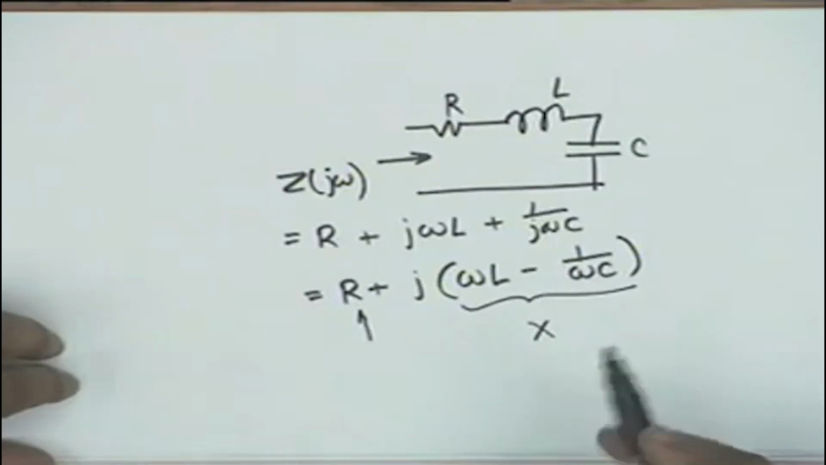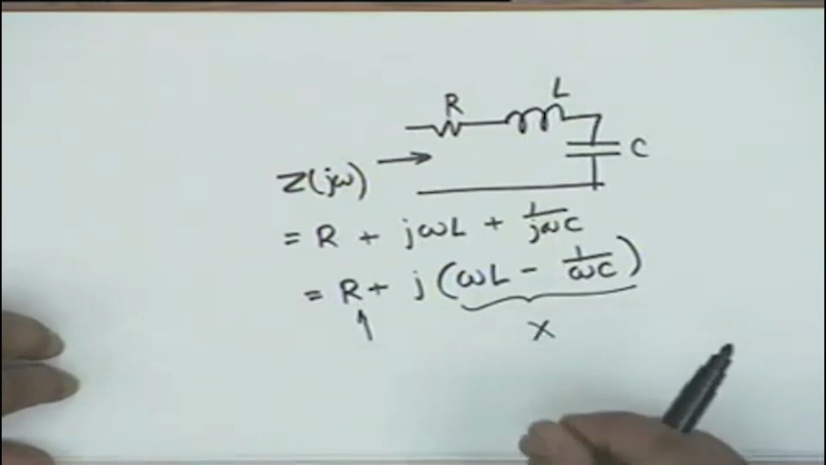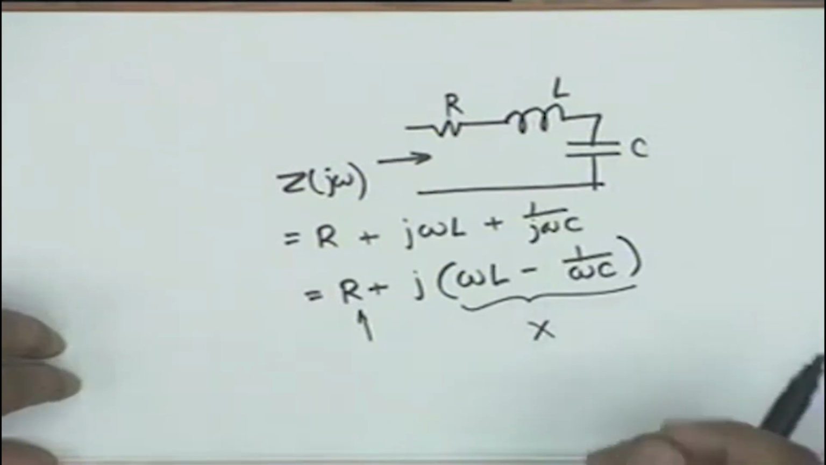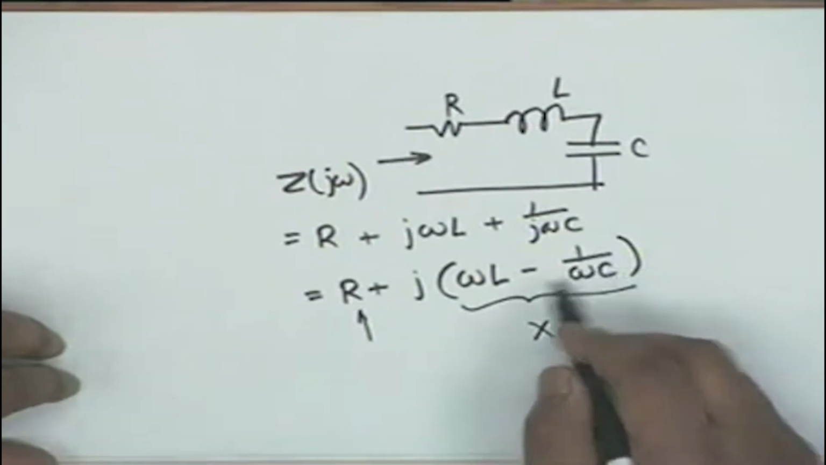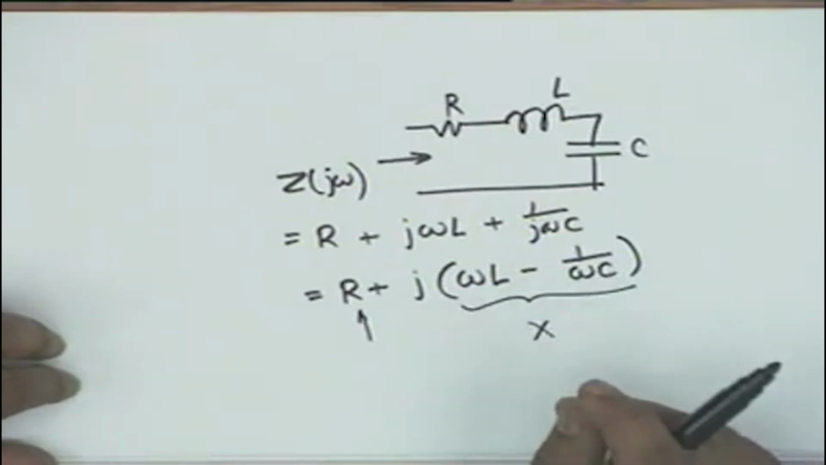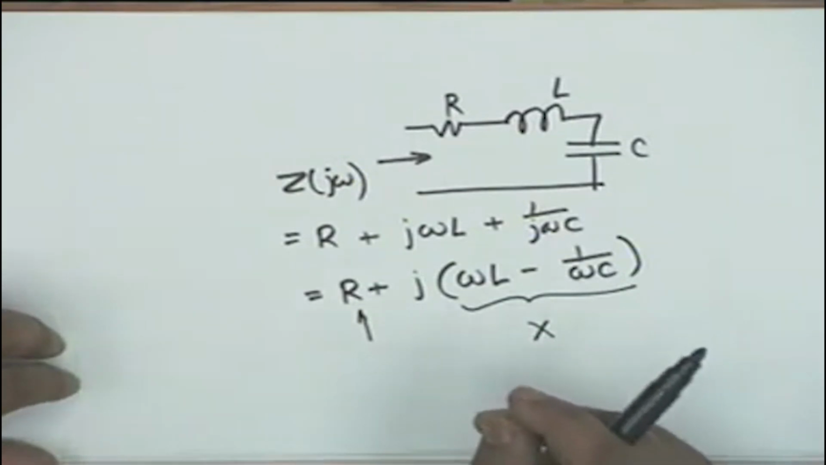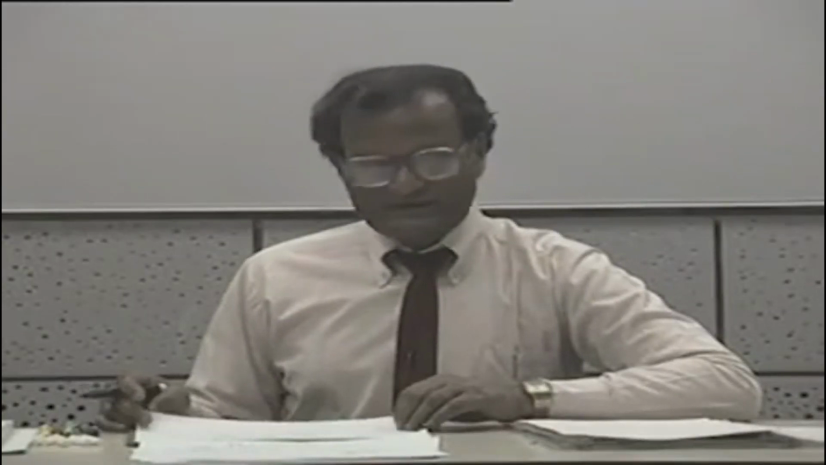If a reactance is positive, we call it an inductive reactance. On the other hand, if 1 by omega C exceeds omega L, then the reactance would be negative, and then we shall call it a capacitive reactance. Alright, so reactances and impedances can all be combined in exactly the same manner that we combine resistances.